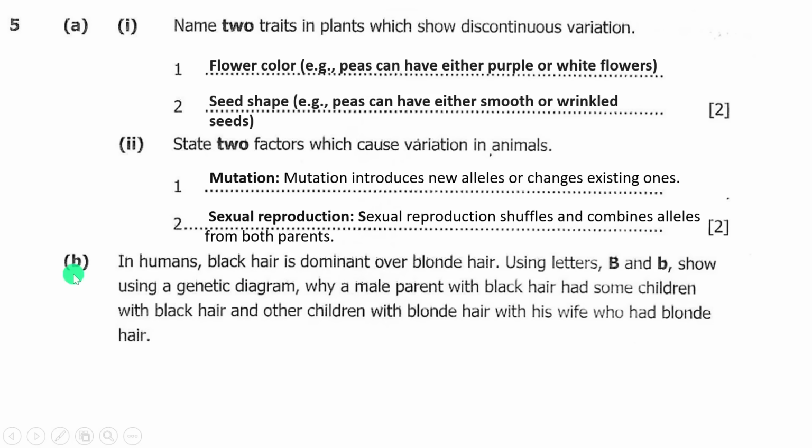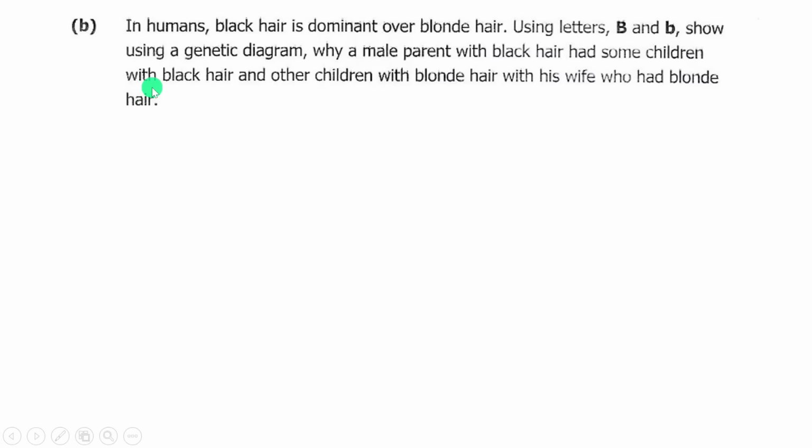Then this is actually B. So B was squeezed up here. So B we are saying in humans, black hair is dominant over blonde hair. Using letters capital B and small letter b, show using a genetic diagram why a male parent with black hair had some children with black hair and other children with blonde hair with his wife who had blonde hair.